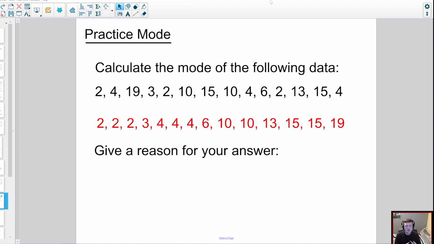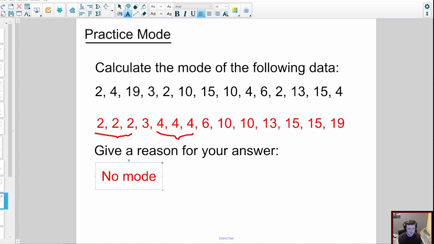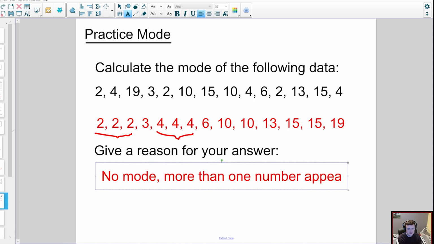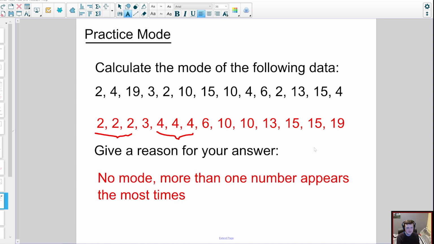Okay, and so when we put our numbers in order, what we find is we have this sequence of numbers. And what we get is that there are 3 2s and there are 3 4s. And so what we would say in this case is no mode, more than one number appears the most times. So I've been a little bit cheeky there. Just as an example, if there was only one more 2 or one more 4, then that would be the mode. But because there are 2 numbers that share the same, it's not that useful for us.